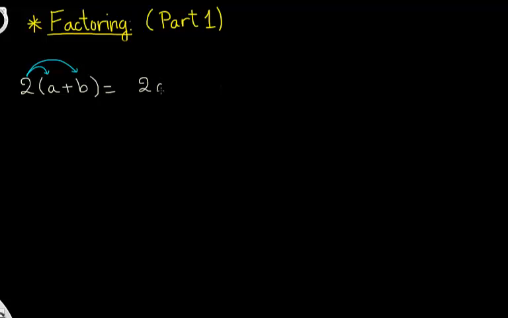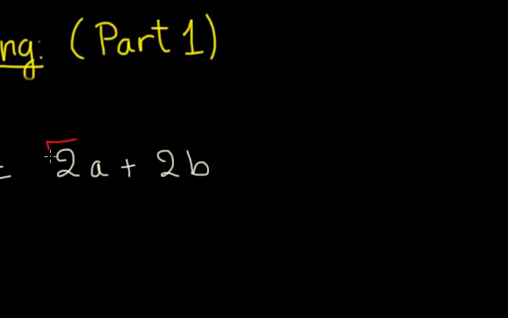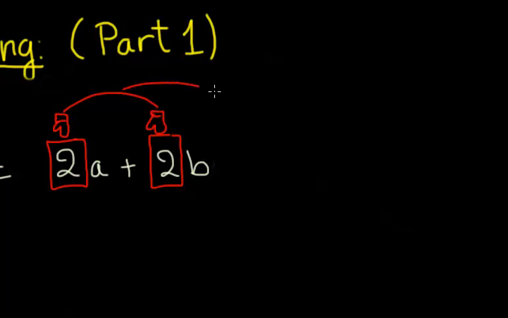2a plus 2b. So factoring is the reverse of distributing. That means I have to pull out the common number in both terms. And in this problem, it is 2. So what I'm going to do is hold this number 2 and also hold this number 2. I hold both of them and pull them outside, which will give me 2 times a plus b. So that gives me back the original problem, 2 times a plus b.